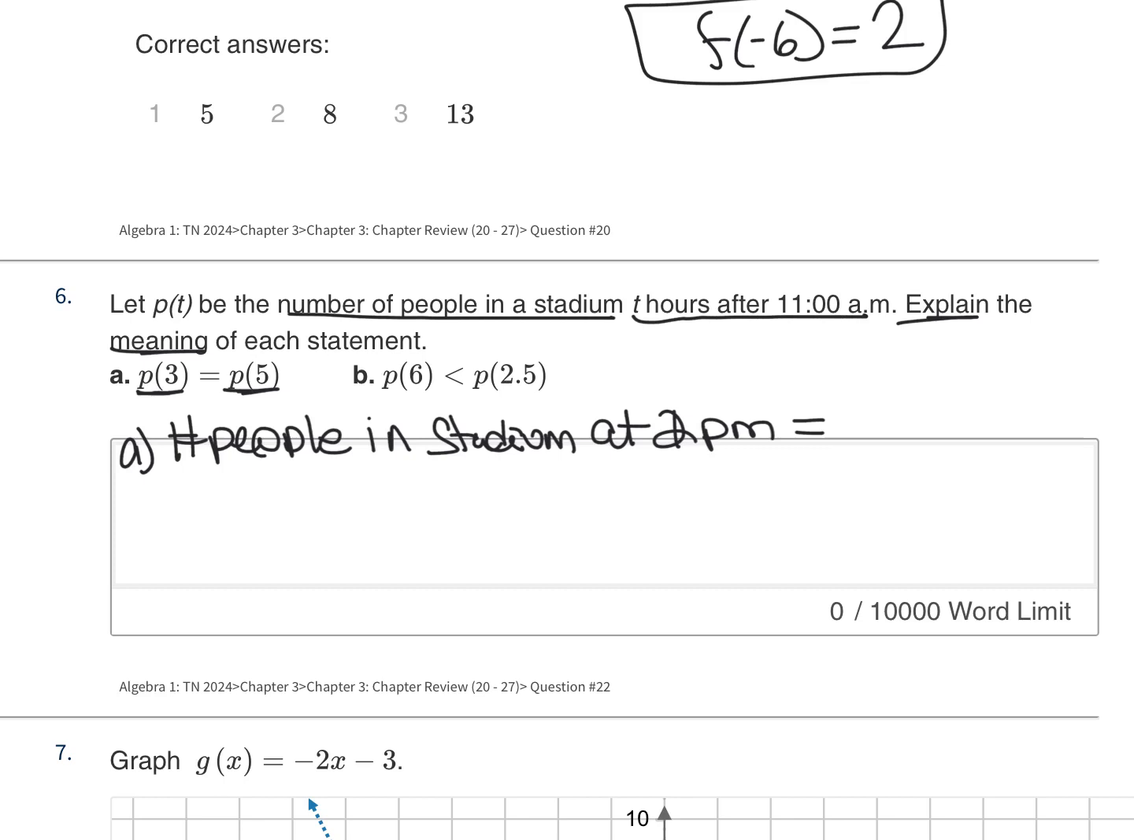At 2 p.m. is equal to the number of people in the stadium at what time? 5 hours after 11. So at 4 p.m. Okay?